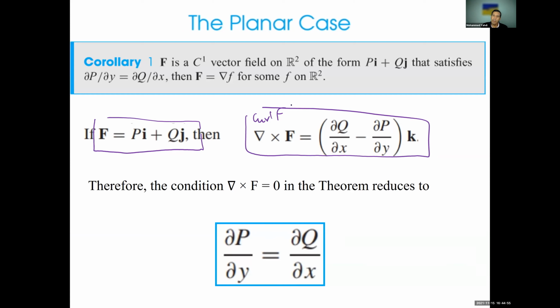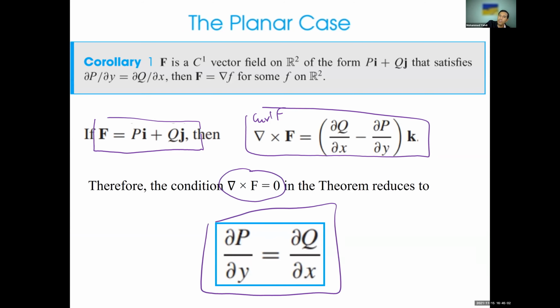And the condition curl f equal to 0 just means that when we switch, p is the first variable, goes with y, and q is the second variable, goes with x. This is the second, goes with the first variable, and vice versa. They must be the same. So it's an easier test than the curl for a vector field with 3 variables.